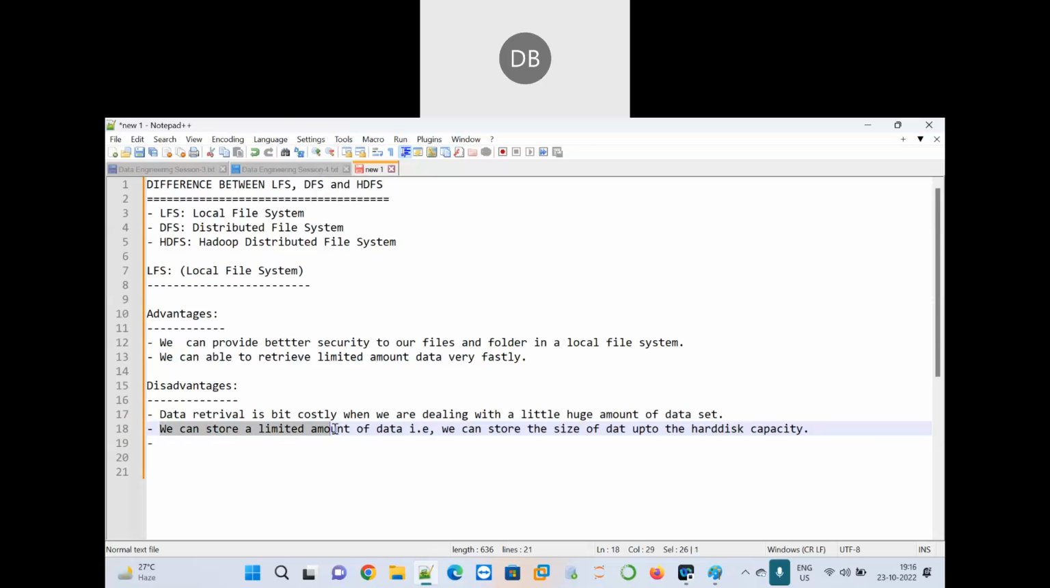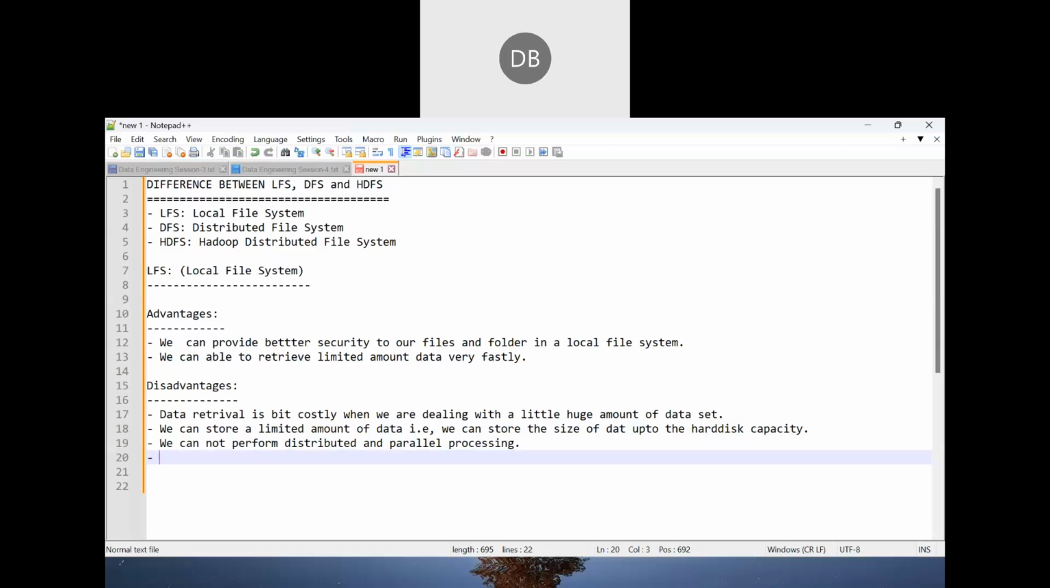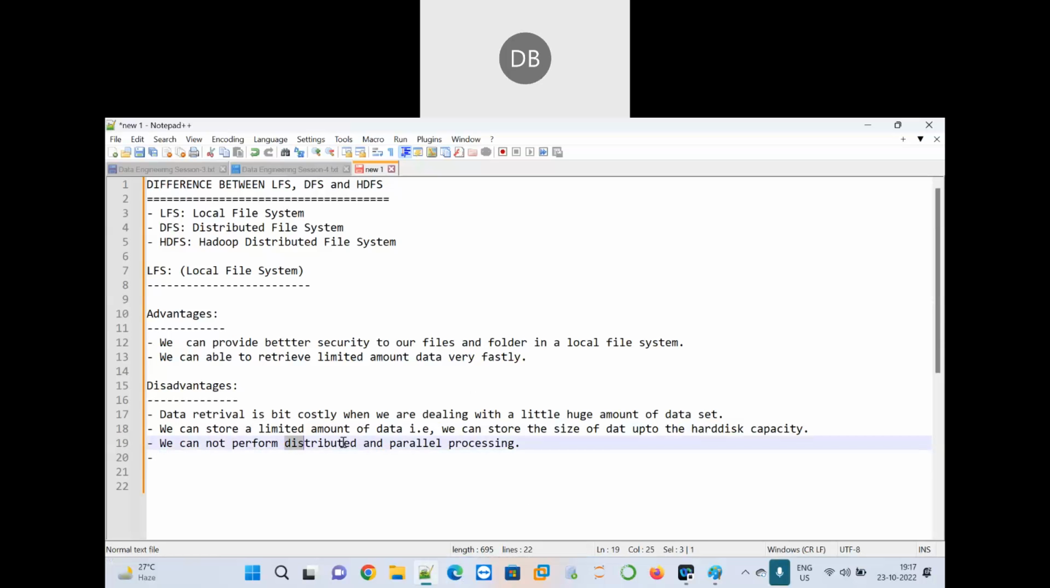The next one is, we cannot perform distributed and parallel processing. That means at the same time I cannot process this data on multiple nodes, because I'm on the same machine and doing everything there, right? So distributed and parallel processing I am not able to achieve.